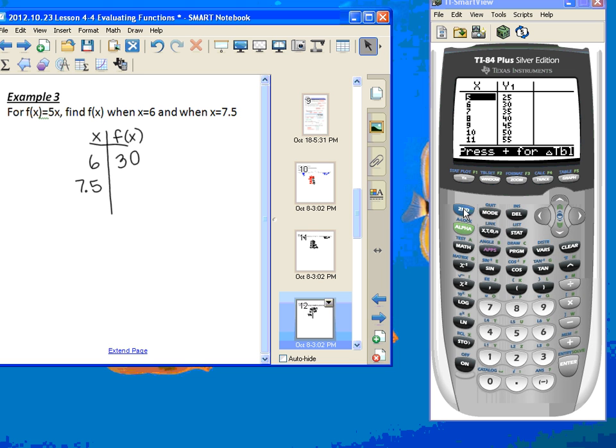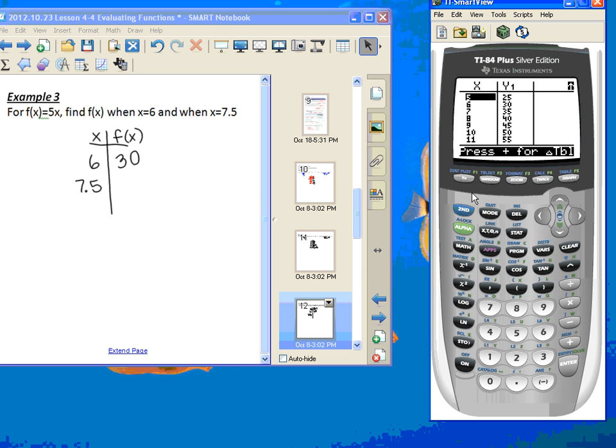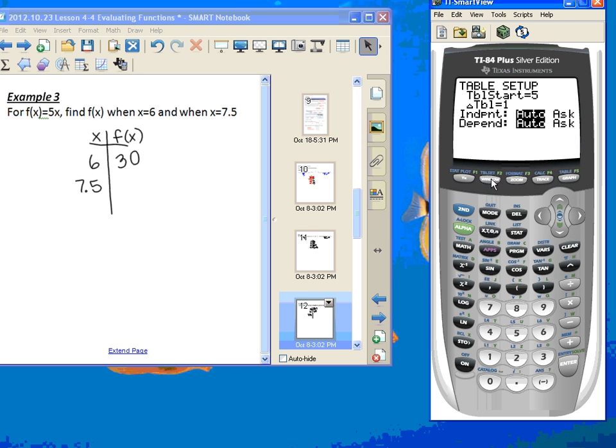You're going to push second window, which is the key right here, okay? And see this first thing where your cursor's flashing? That says table start. You can push any number right there and make your table jump to that exact value, okay? So we want our table to jump to exactly 7.5. So right here where your cursor is flashing, just on top of whatever is there, type 7.5, like that.